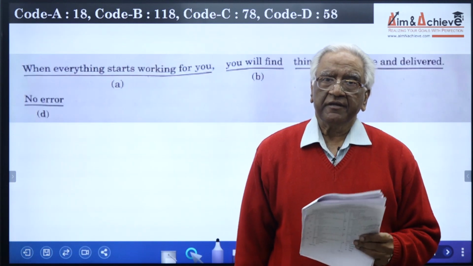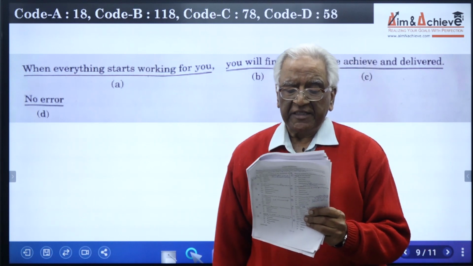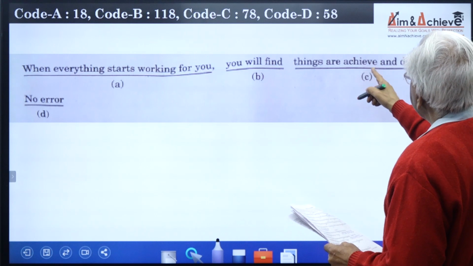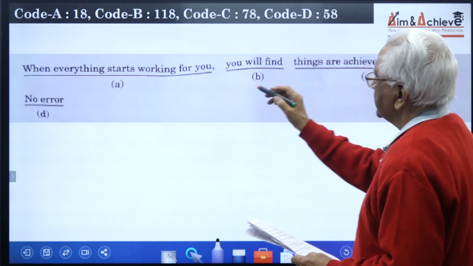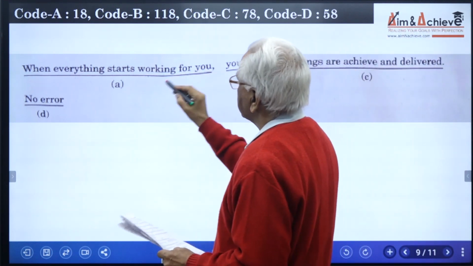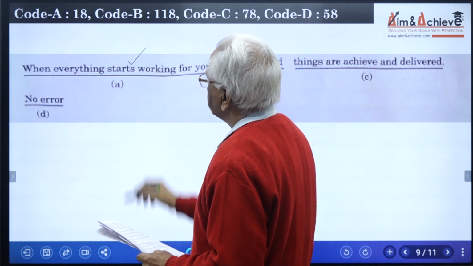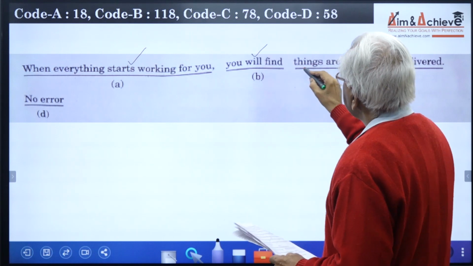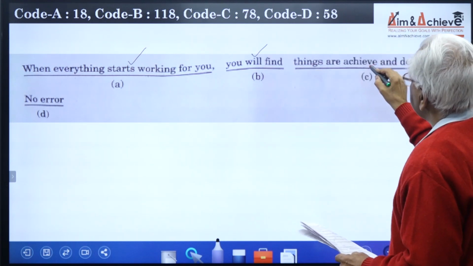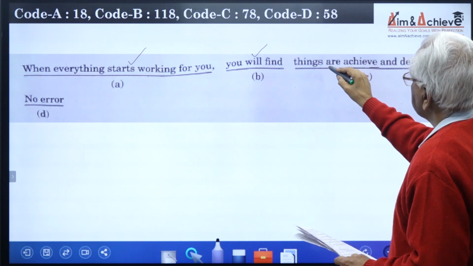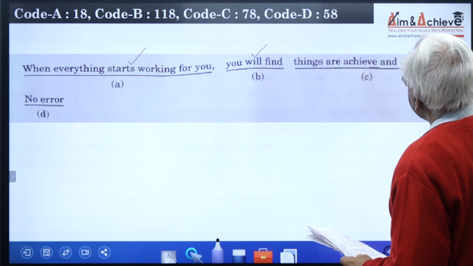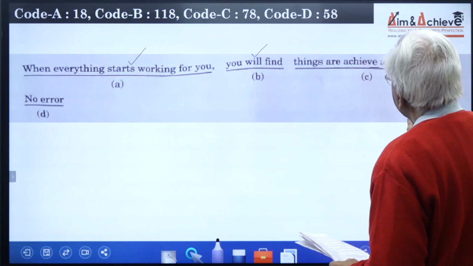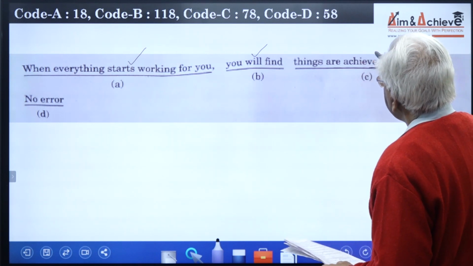Now I will read out the next question. When everything starts working for you, you will find things are achieved and delivered. If you read this sentence, when everything starts working for you, that means things are going properly, going smoothly, there is nothing wrong with this. You will find what? What will you find? Things are. Here he is saying achieve, and here it's a complement to the verb are, and there he is saying delivered. So you don't mix the V1 form and the V3 form. So this word should be changed to achieved.